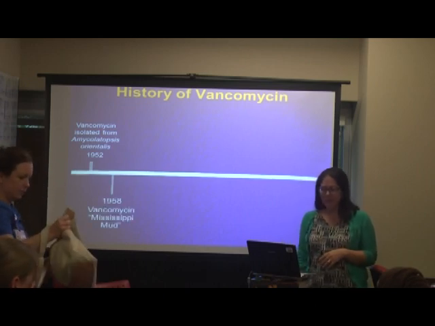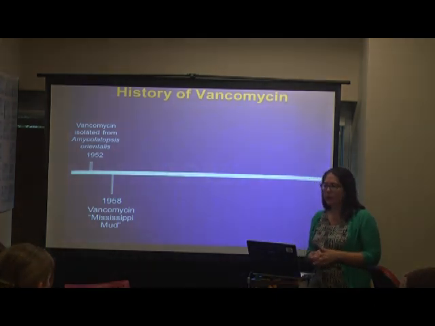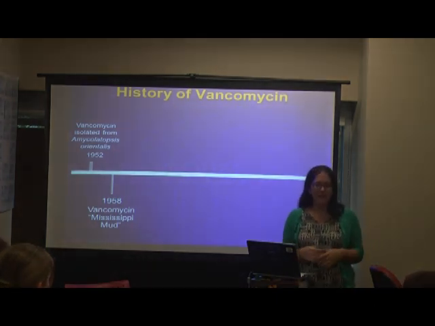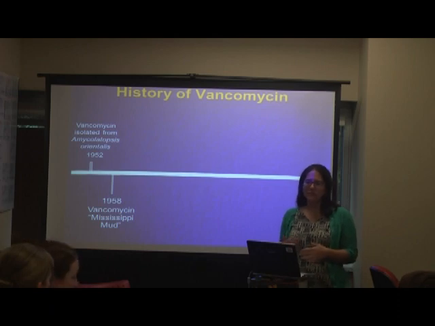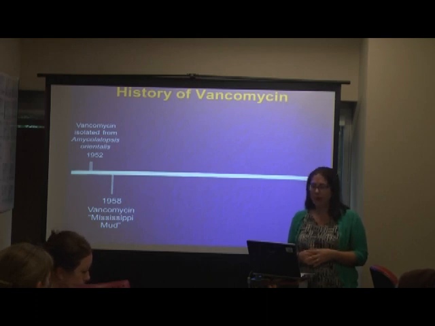and they found vancomycin, and that was in 1952. By 1958, they had a medication that was ready to be used, and this was termed Mississippi mud, vancomycin. And that's because it had a lot of impurities when it was first made, and those impurities also, we think, is why we saw a lot more nephrotoxicity when the agent was first utilized.